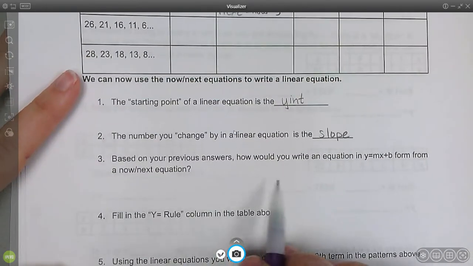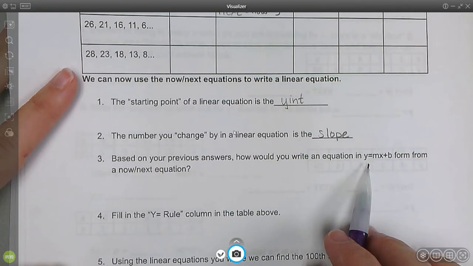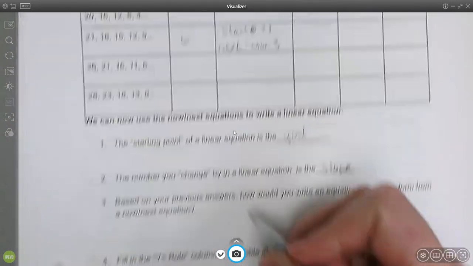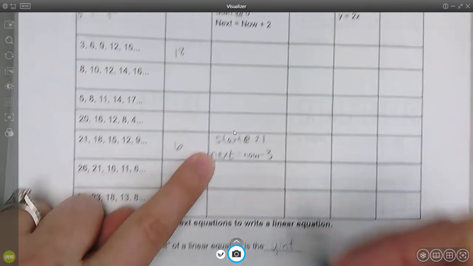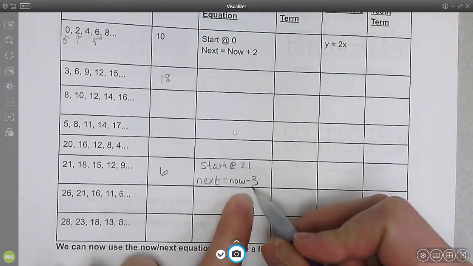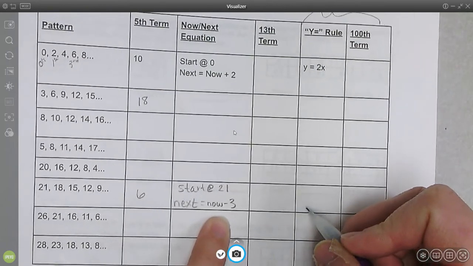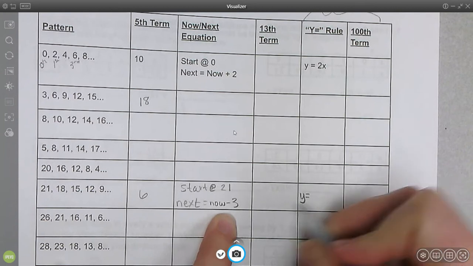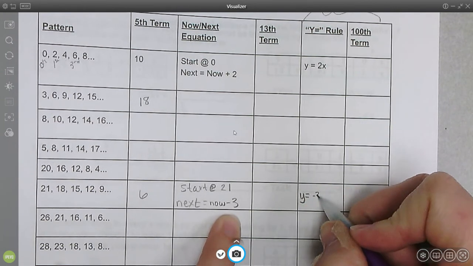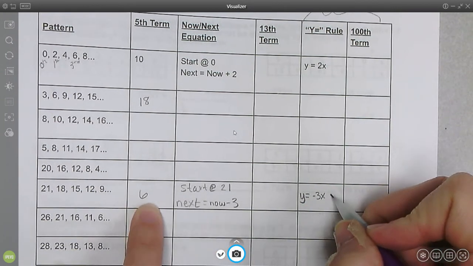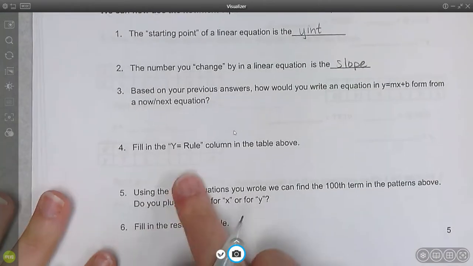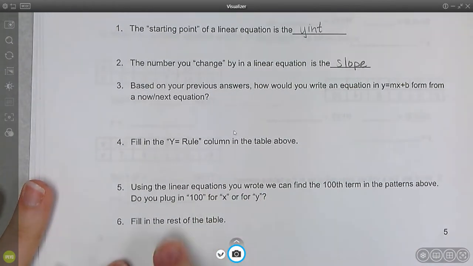So it says, based on your previous answers, how could you write an equation in y equals mx plus b form from a now next equation? So if you're looking at this one, you're starting at 21 and you're subtracting 3 every time. So if I go over here to my y equals rule, we'll have y equals negative 3x, because that's what you're changing by, and then plus 21, because that's what you're starting with. So then it wants you to fill in the y rule above, so you can do that.